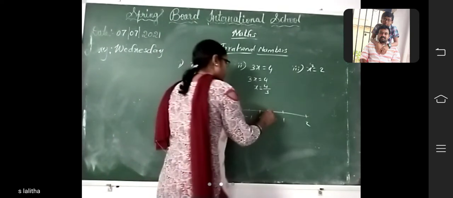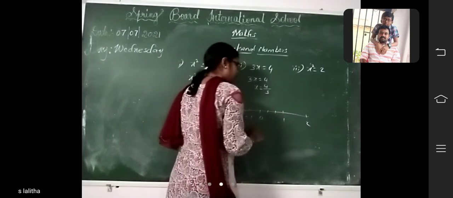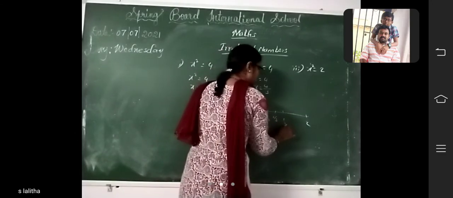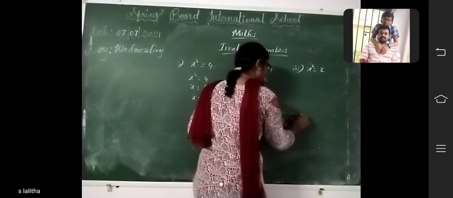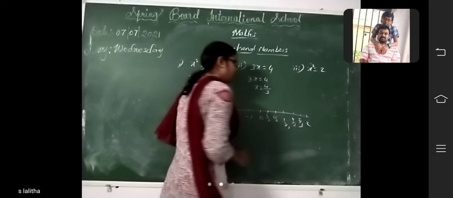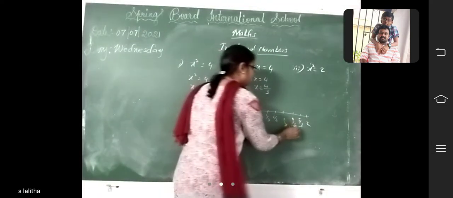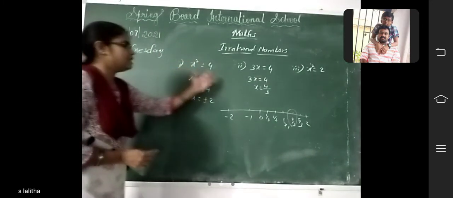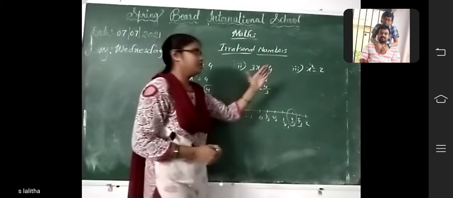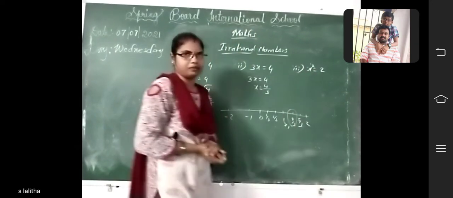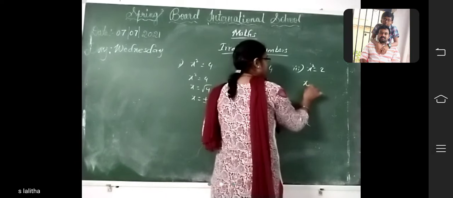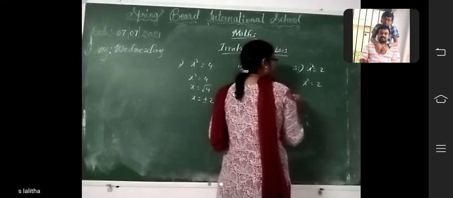So you can divide 0 to 1 into 3 parts. That is 1 by 3, 2 by 3, this is 3 by 3, this is 4 by 3, 5 by 3. Okay, so 4 by 3 is here. We can represent it like that. So the first and second we can represent on the number line. Now we are going to the third one: x square equal to 2. How can you represent x square equal to 2 on the number line?